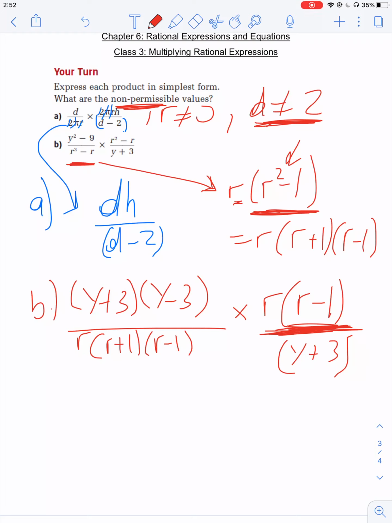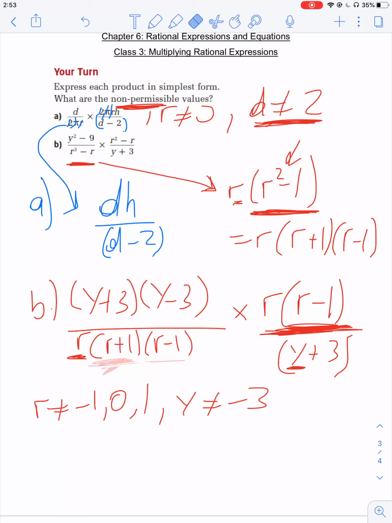So let's just focus on this denominator. So I know that my non-permissible values is that r cannot equal, again, I'm going to go in increasing order, so it's minus 1 over here, right? Minus 1 for this guy over here. Minus 1 and then 0, right? And then 1. And also I know that y cannot equal negative 3, right? Because negative 3 plus 3 will make my denominator 0. So these are your non-permissible values.